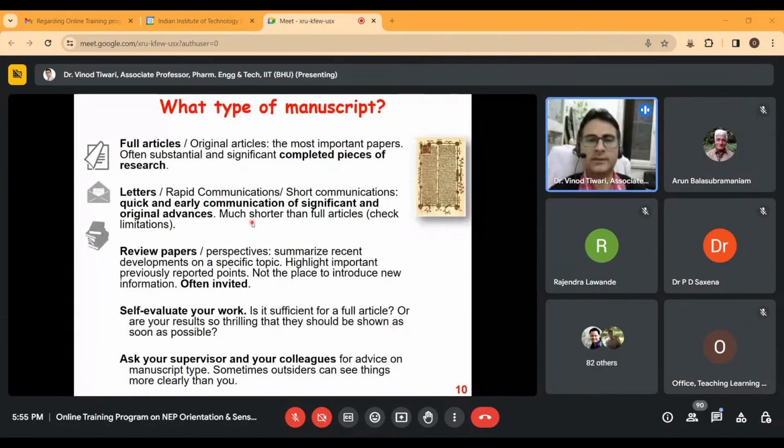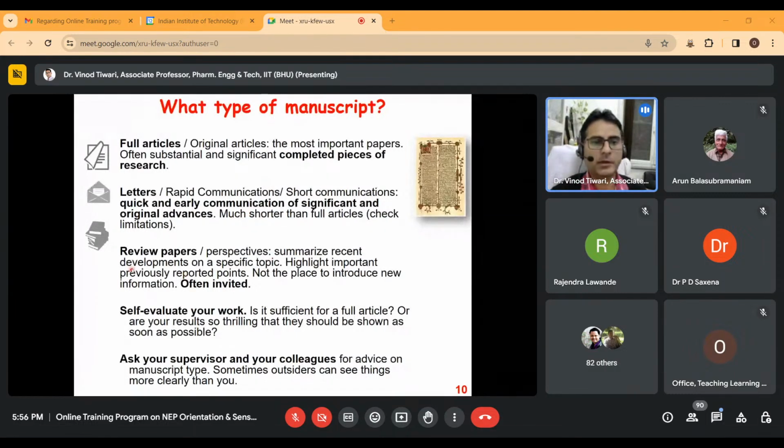For example, you have done some experiments, and you think that your findings are very novel, which you are supposed to convey quickly to the people working in your area. So you can write a short manuscript with some key results in that. These are known as a rapid communication, which can be published quickly for a wider domain of scientists who are working in that particular area.